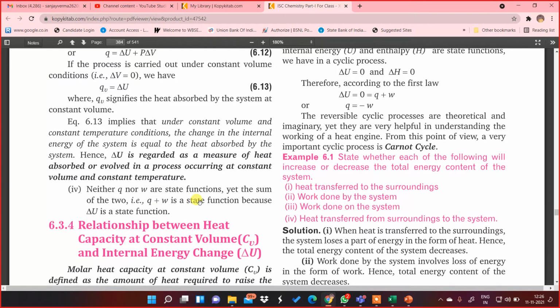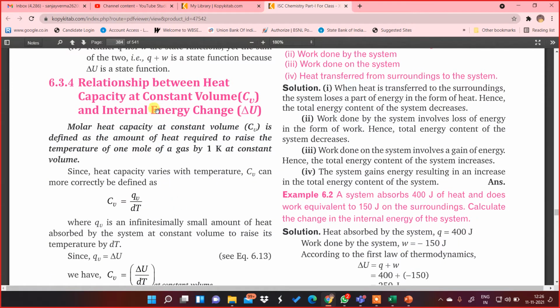Okay. So based on this concept of delta U equal to Q plus W, we are going to derive a relationship between heat capacity at constant volume, that is CV, and internal energy, delta U. So molar heat capacity at constant volume is defined as the amount of heat required to raise the temperature of 1 mole of any substance or a gas by 1 Kelvin at constant volume. So CV stands for heat capacity at constant volume, that is equal to QV by dT. This formula you have to remember.